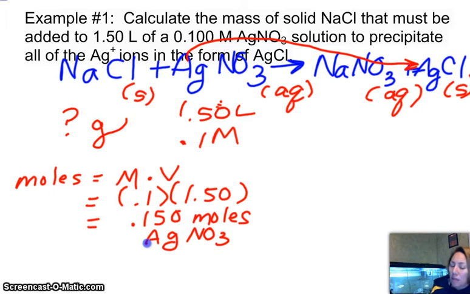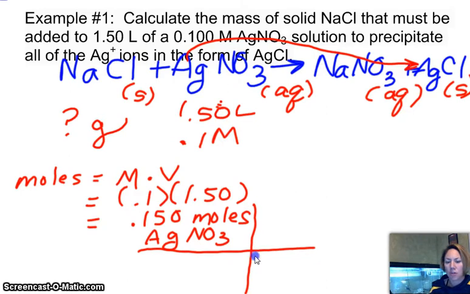This is not a limiting reagent problem because they did not give me amounts of both reactants. So my next step is to take the moles of what they gave me information on and convert it to moles of what they are asking me for, which is the NaCl. This is the only time I use the coefficients in the equation. According to the equation, for every 1 mole of silver nitrate, I will need 1 mole of sodium chloride.